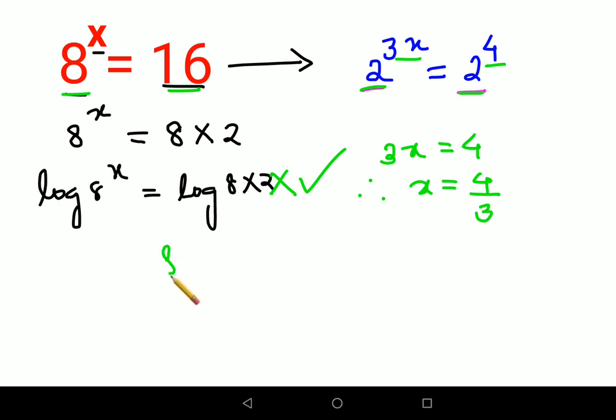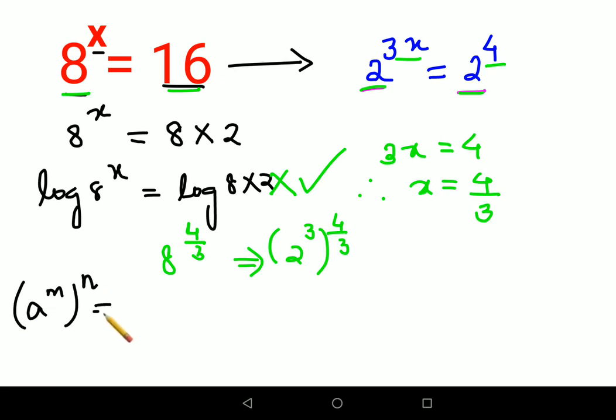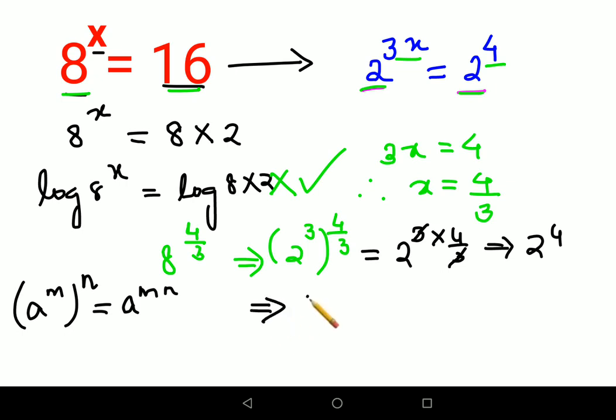We have 8 raised to x. So instead of x, we'll put 4 by 3. Now I know 8 can be written as 2 cube, the whole raised to 4 by 3. Now we know that in indices, when you have a raised to m, the whole raised to n, it can be written as a raised to m into n. So here I can write this as 2 raised to 3 into 4 by 3. So this 3 and 3 cancel. You're just left with 2 raised to 4, and that, my dear friends, is the answer 16, which is your RHS.